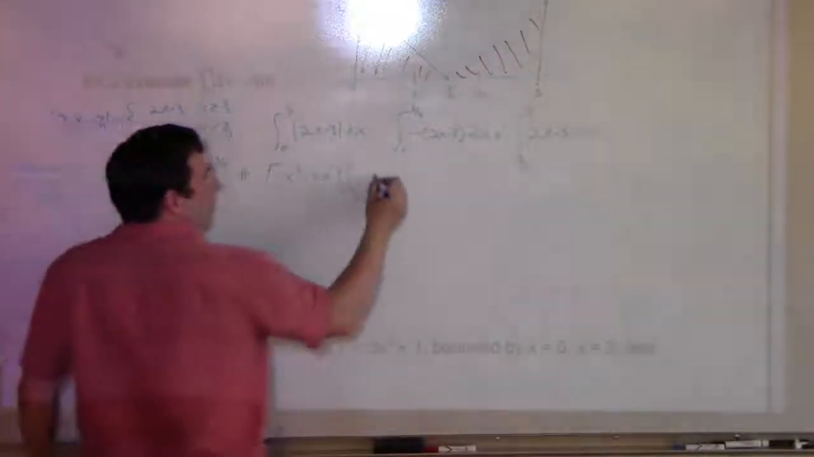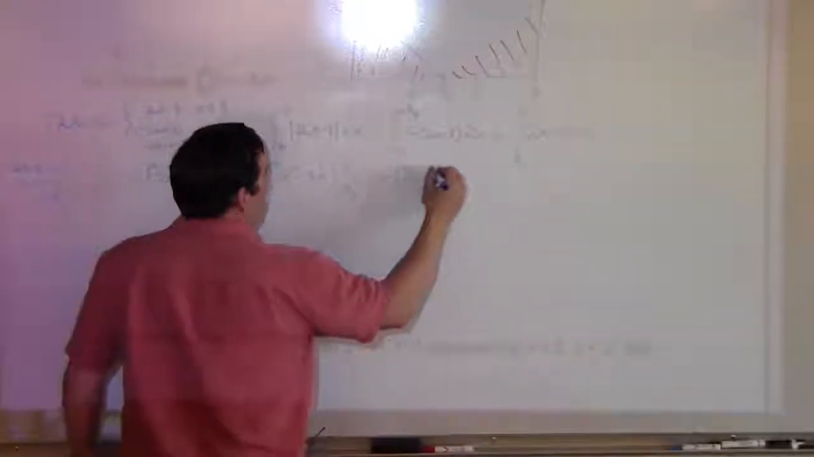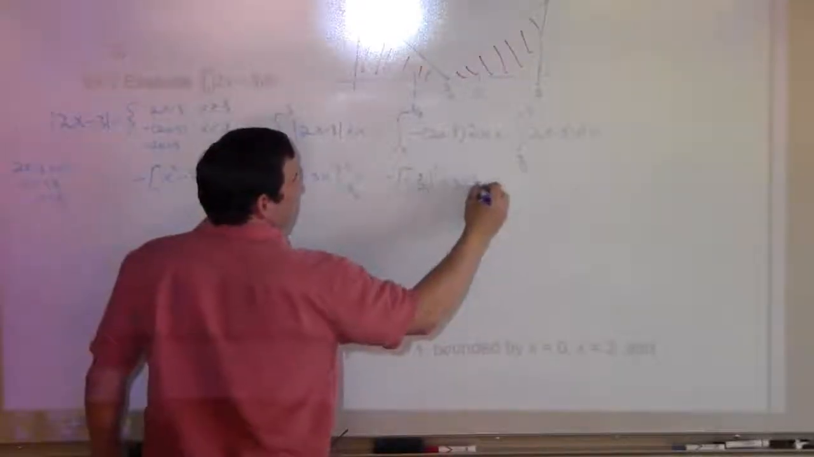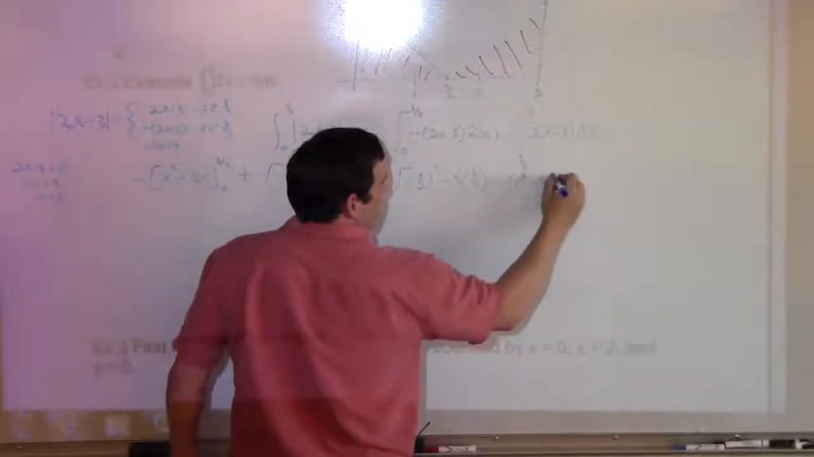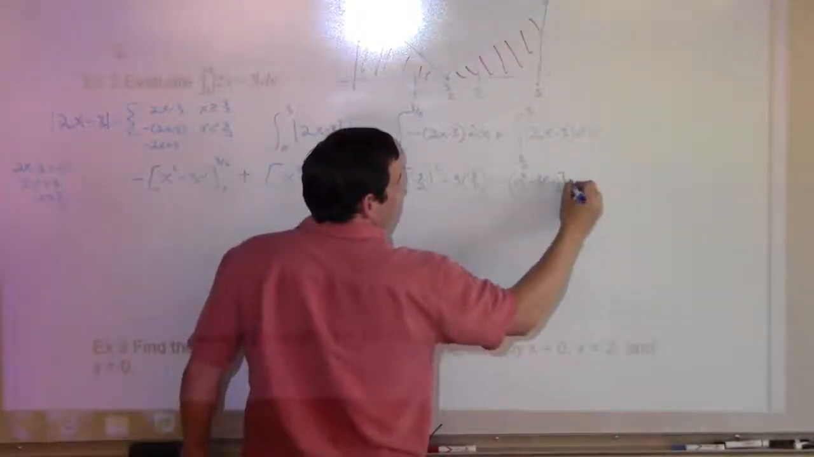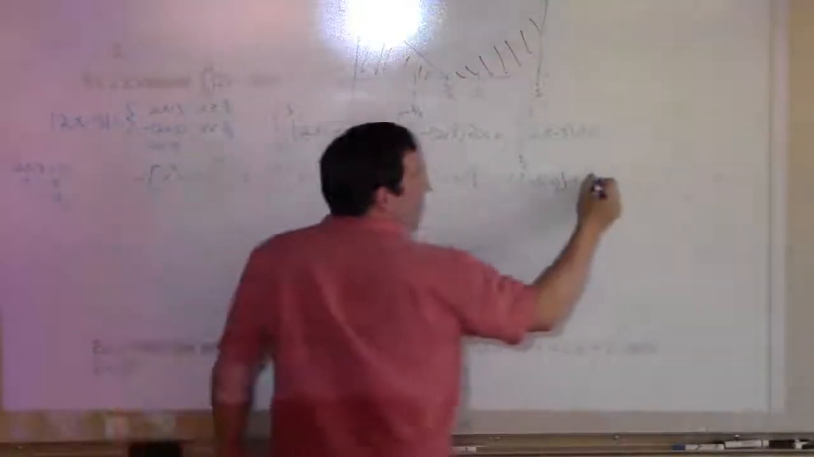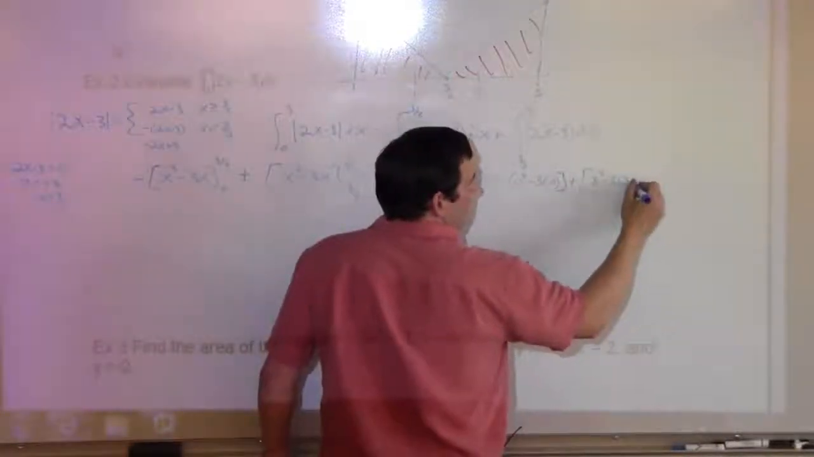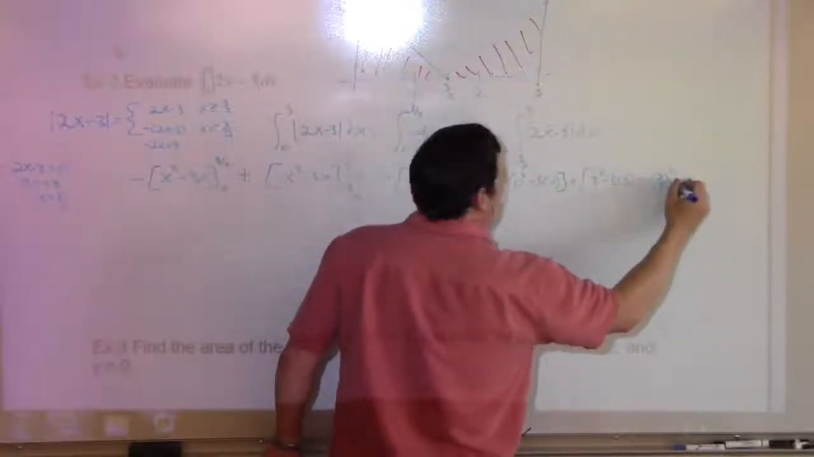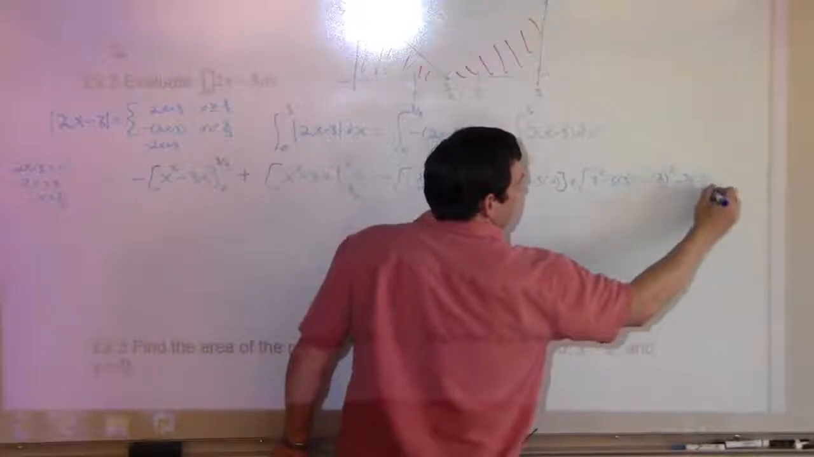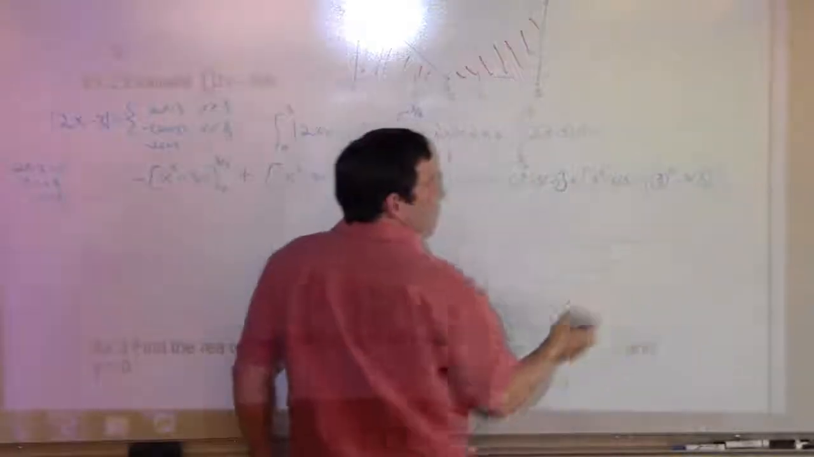Plug in our limits of integration. We have the negative of what? 3 halves squared minus 3 times 3 halves minus 0 squared minus 3 times 0 plus, in the second part here, 3 goes in place of the x, 3 squared minus 3 times 3 minus 3 halves squared minus 3 times 3 halves. And this should all be in parentheses there.